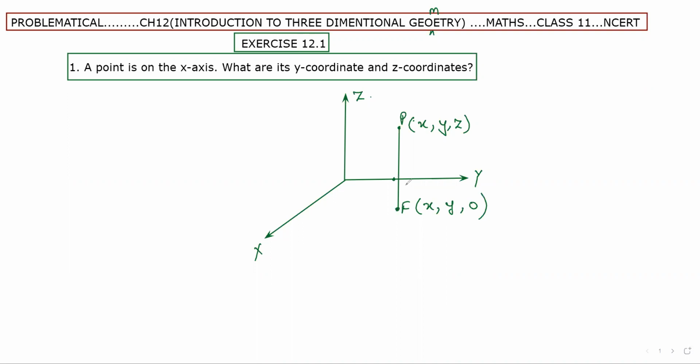Now, if I move this point on either of the two axes, say on the y-axis, or on the x-axis, then this distance will be your x-coordinate and this distance will be the y-coordinate. So if I plot this point over here, your y-coordinate becomes 0. That means the new point G on the x-axis will have x, y-coordinate 0 and z-coordinate 0. So if a point is on the x-axis, its y and z coordinates will be 0.